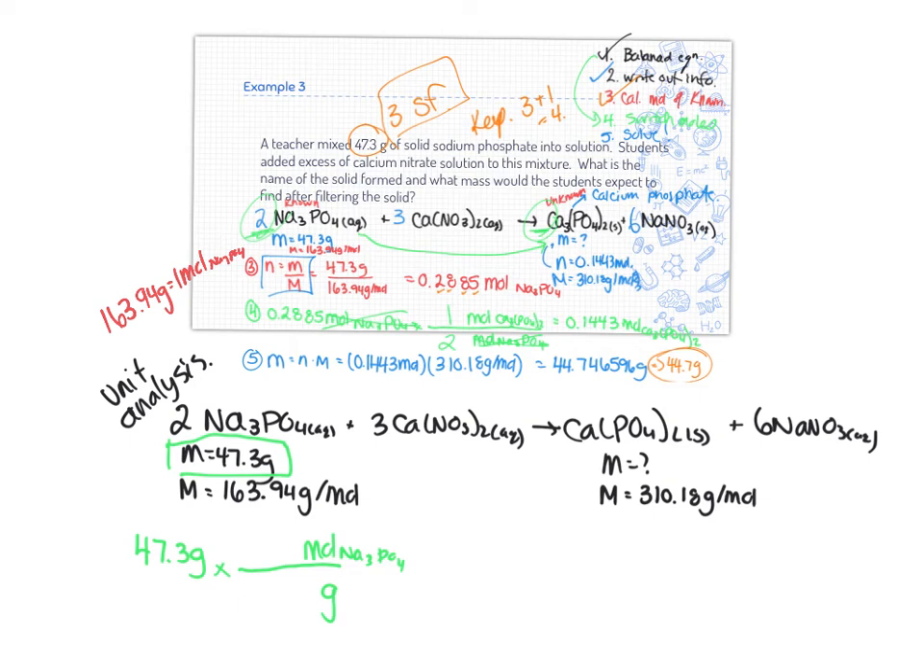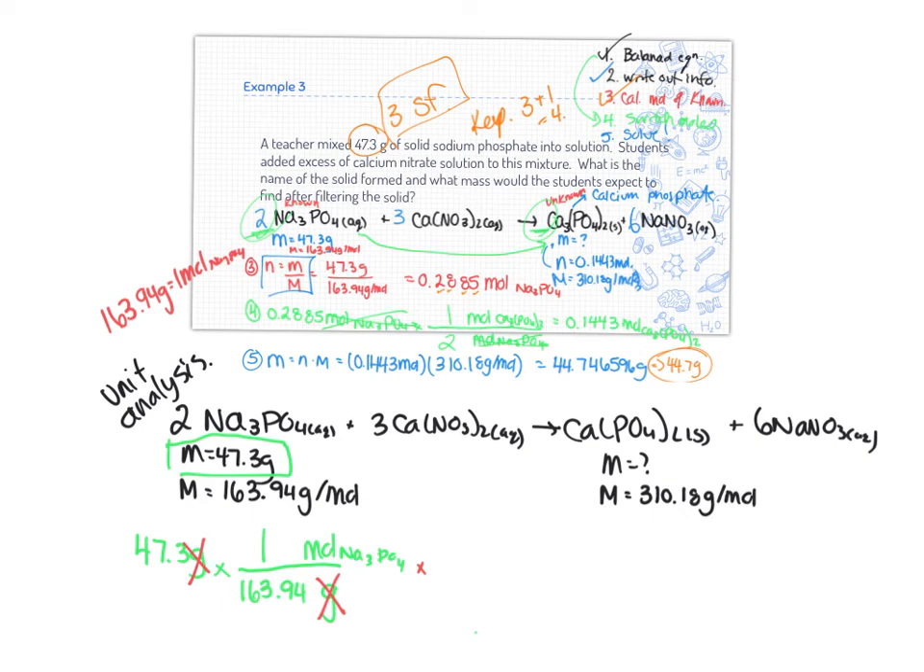So I'm going to put that information in to this fraction. There are 163.94 grams per 1 mole of sodium phosphate. Notice that grams cancel. That was the whole idea. So at this point, if I pressed enter in my calculator, I will have calculated the moles of sodium phosphate. That was our first step.